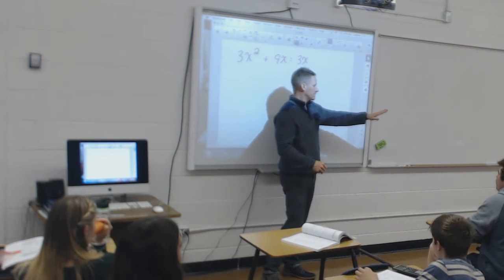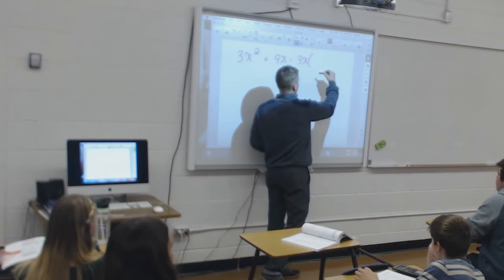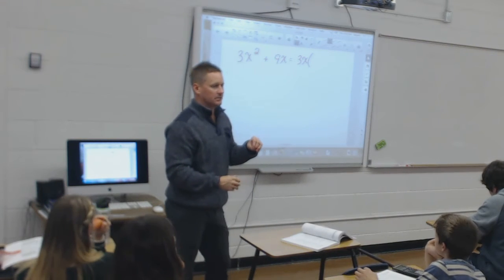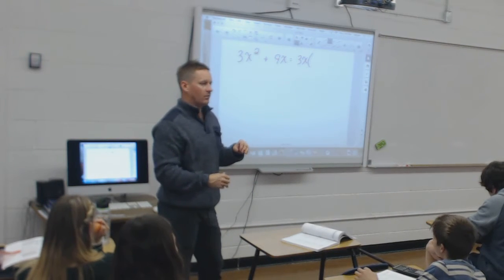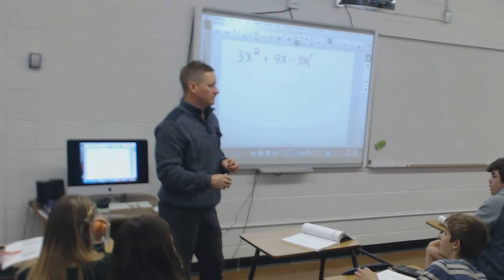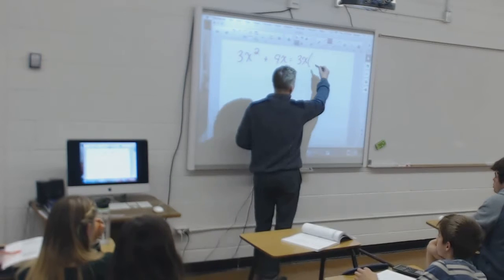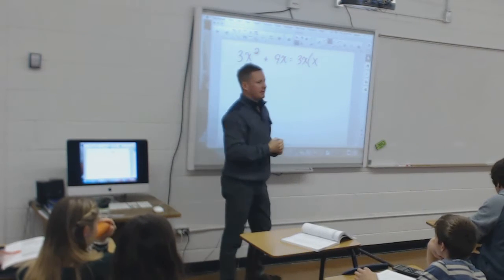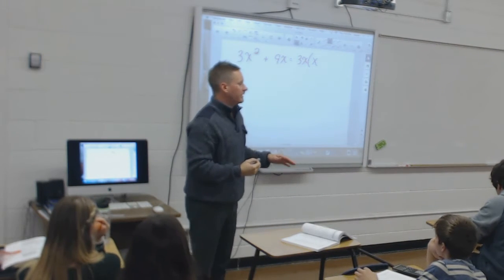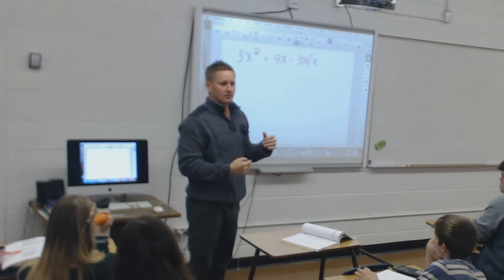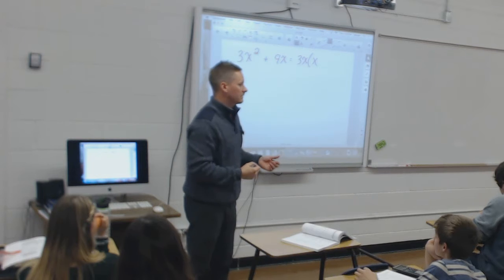Hold on, because you're jumping ahead of what I need right now. When I take 3x squared and I divide it by 3x, what am I left with? Just x. Okay, well, let's write it down. I don't know if that's right yet, but I'm going to write it down there. Now when I take 9x and I divide it by 3x, what am I left with?